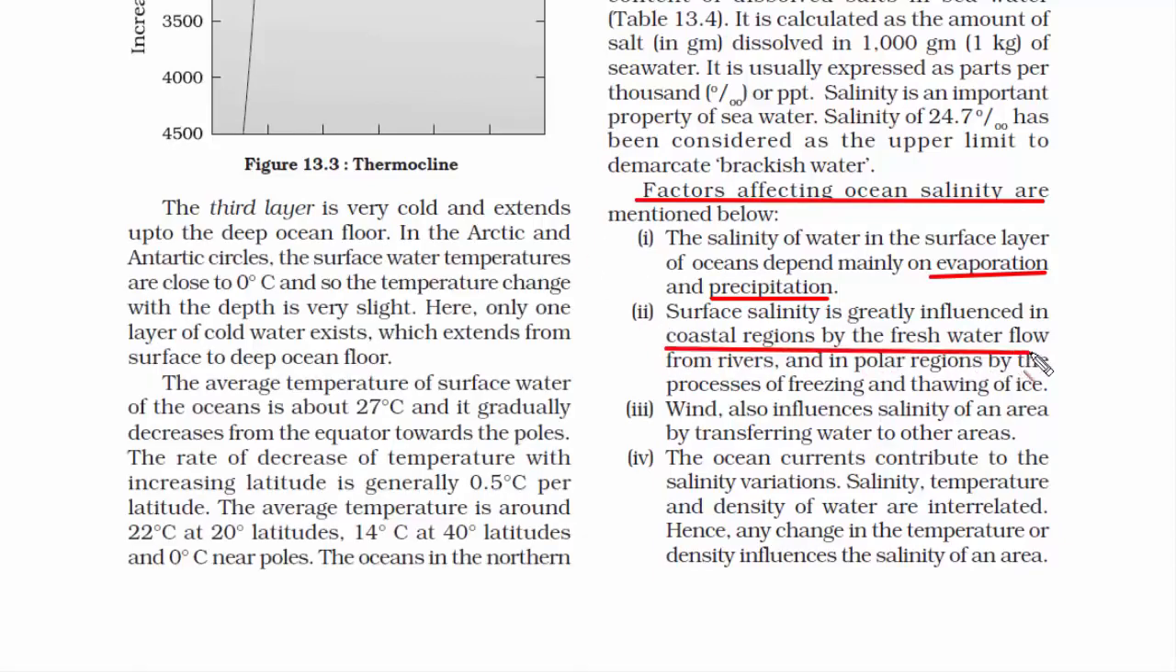Coming to the second point, surface salinity is greatly influenced in coastal regions by the fresh water flow from rivers and in polar region by the processes of freezing and thawing of ice. I just told you that rivers contain a huge amount of fresh water. It is enough to cause the saltiness of the ocean to decline. So just refer to that point and you will understand. The third point is wind.